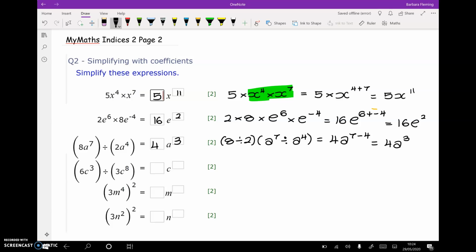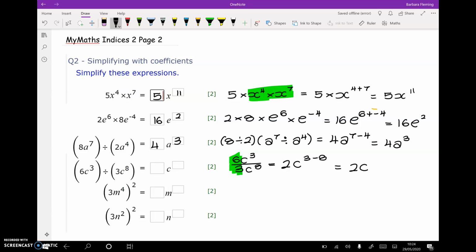Write this one as a fraction just so you can see. So we've got 6c cubed divided by 3c to the power of 8. This is quite nice to see because you can just do your 6 divided by 3, which leaves you with 2. And then you've got c to the power of 3 take away 8 because you're subtracting your powers.